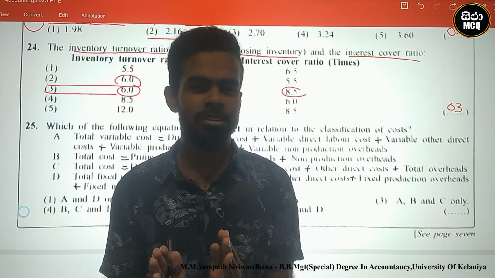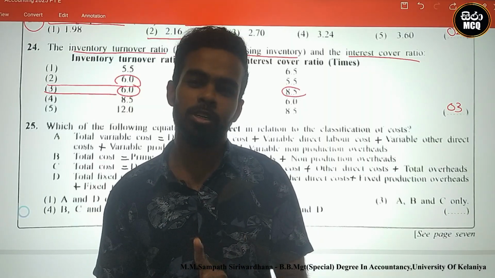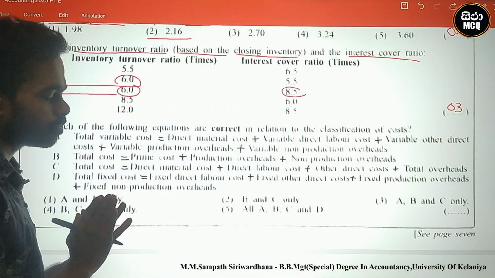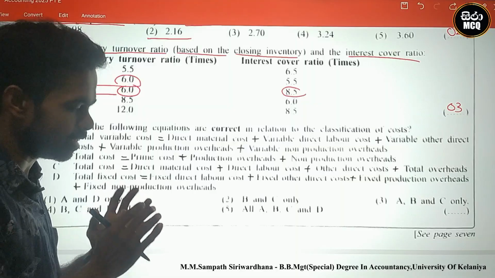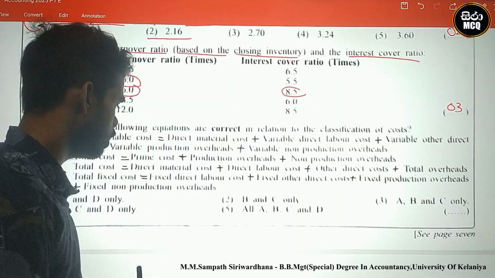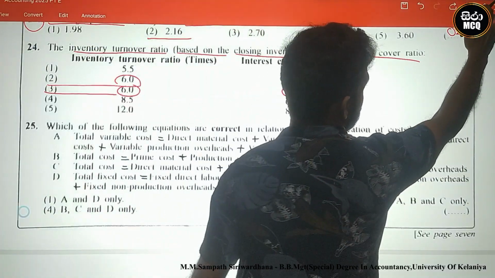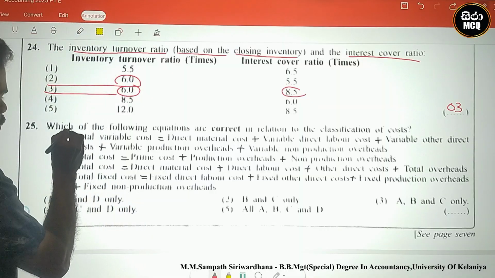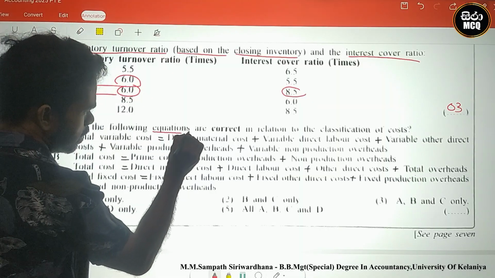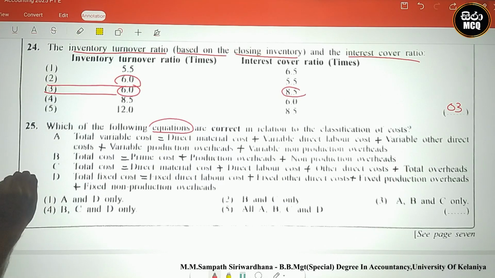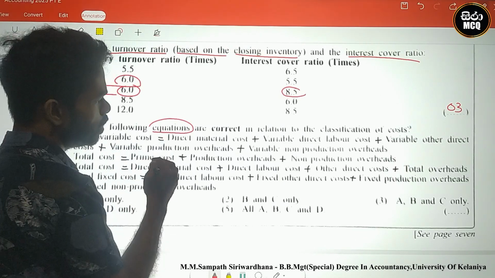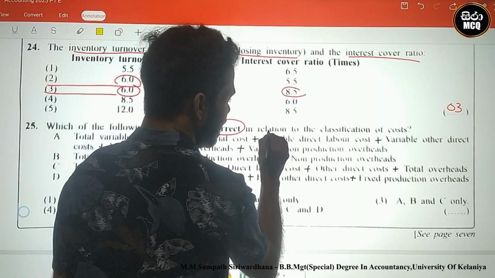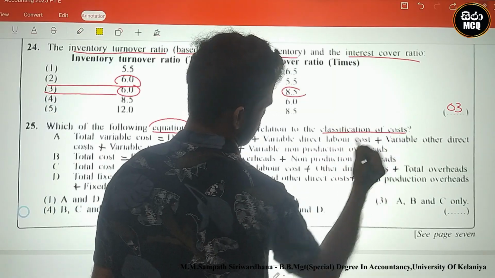Today we discuss the Advanced Level A-Level Accounting paper 2025, question number 25. This is related to costing, cost categorization. At that time we must focus on the requirement. Look here, the requirement: which of the following equations, A, B, C, D, are correct? We must identify the correct one in relation to the classification of cost.